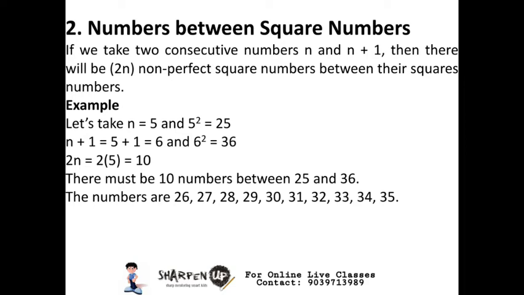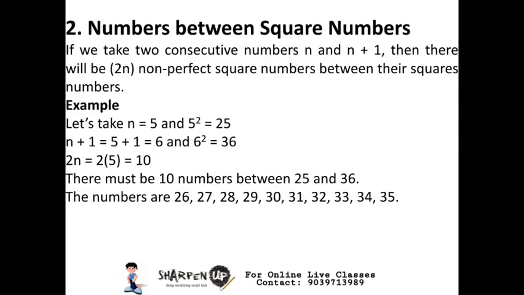For example, let's take 5. What is the consecutive of 5? It's 6. So if we find the square of 5 and 6, what is the square of 5? It's 25, and the square of 6 is 36. Can you tell me, just by observing that, how many numbers are between 25 and 36? Obviously they would be non-perfect squares, because we are taking two consecutive natural numbers and finding their squares. So the numbers between 25 and 36 will be non-perfect squares.